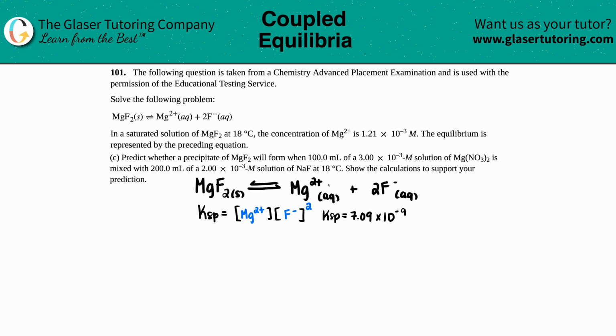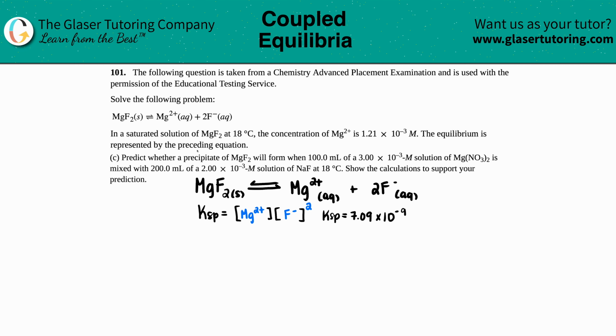101. The following question is taken from a chemistry advanced placement examination and is used with the permission of the Educational Testing Service. Solve the following problem, and then we have this balanced equation. Now, they give us some information here that's only basically used for Part A. So we're just going to drop down for C.